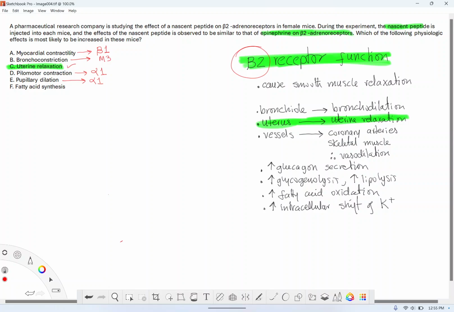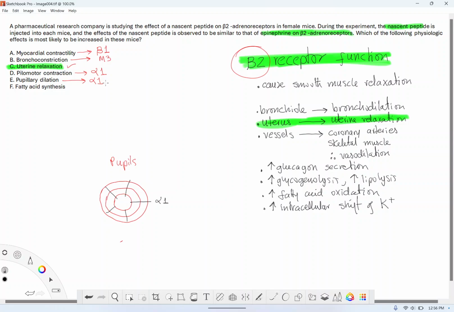Now, look, the pupil has circular muscles. There you go, these are the circular muscles. And then it has radial muscles, the dark ones. When you contract the radial muscles, the pupils dilate. The radial muscles have the alpha 1 receptor, so pupil dilation is alpha 1.